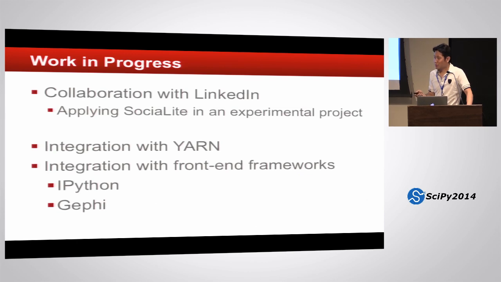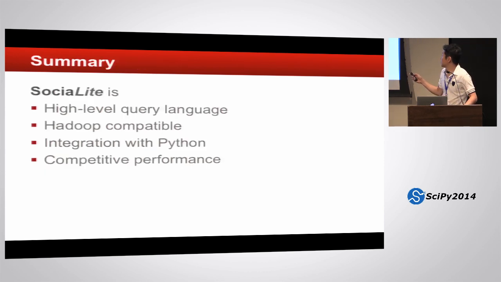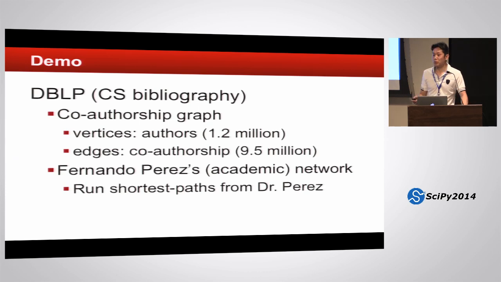So let me use some of the Q&A time for this demo. In this demo, I'm going to use DBLP data, which is computer science bibliography data. And I'm going to create a co-authorship graph from this DBLP data. The vertices are the authors, which is about 1.2 million nodes. And the edges are, if two authors wrote one or more papers together, there's an edge. And there are a little less than 10 million edges.